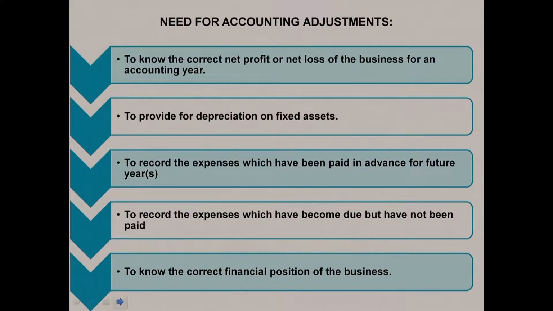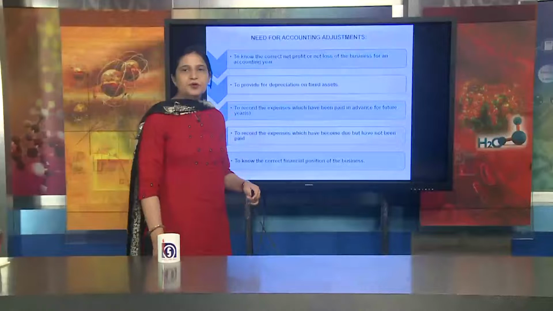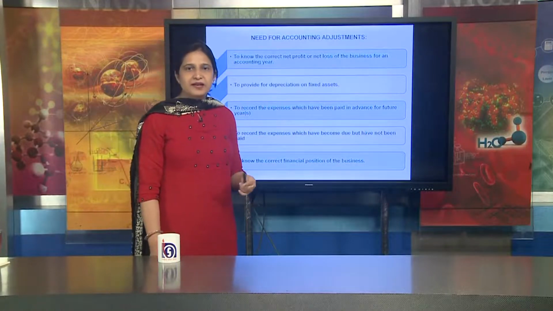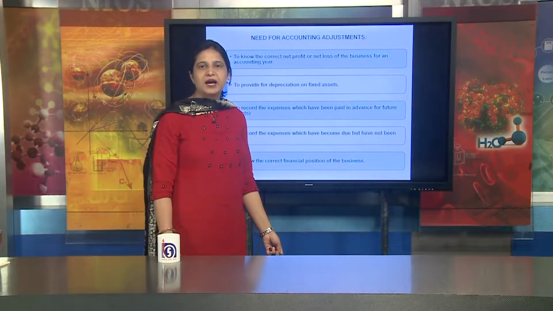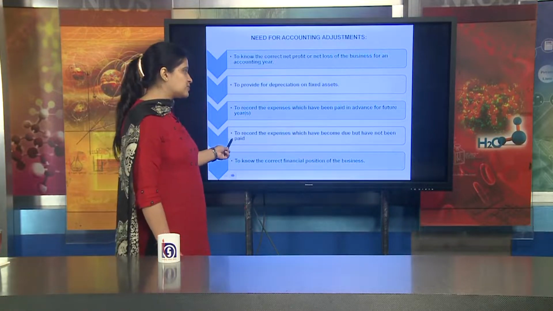To know the correct net profit or correct net loss of a business for an accounting year, we make adjustments. To provide for depreciation of fixed assets, we make adjustments. Then to record expenses which have been paid in advance for future years, we make adjustments. Or to record expenses which have become due but have not been paid. Suppose the salary is due but you have not paid it, it is still the amount to be paid for that particular year, so you have to make an adjustment for this.